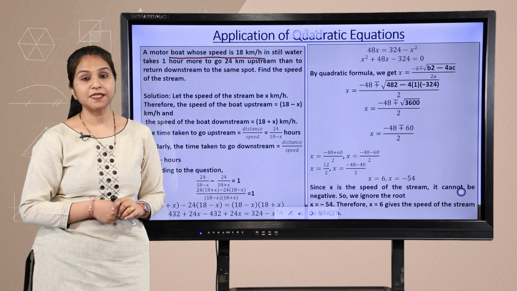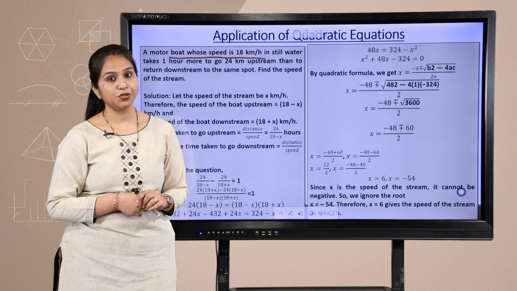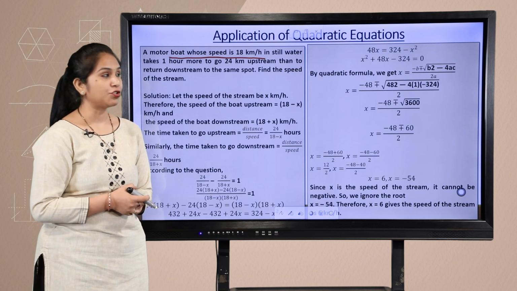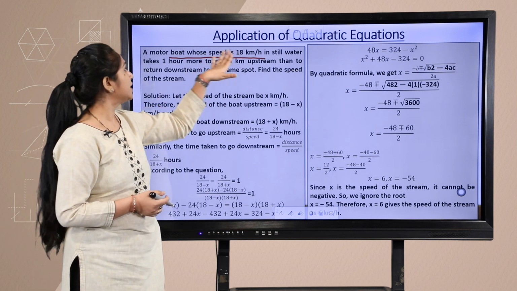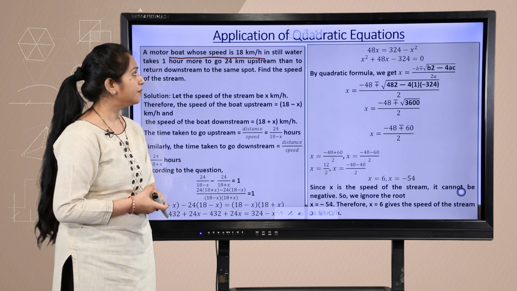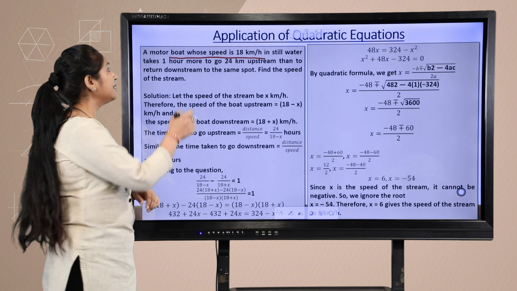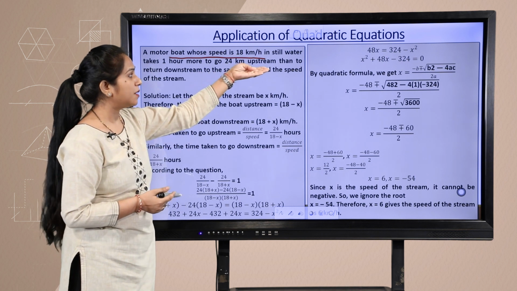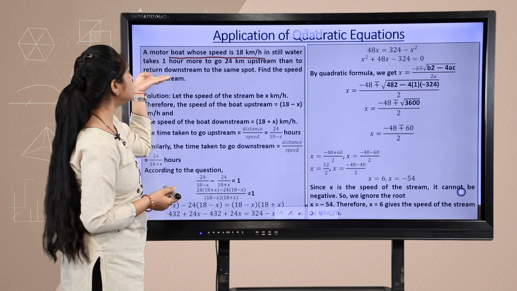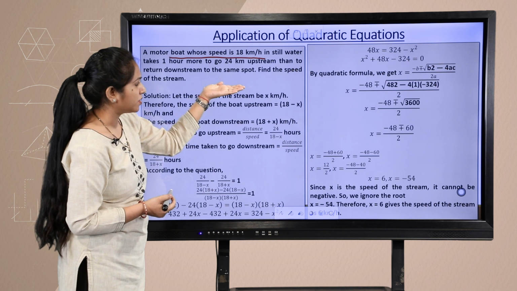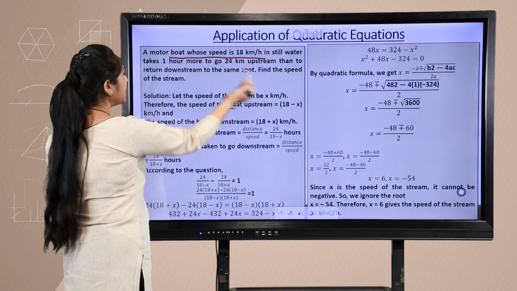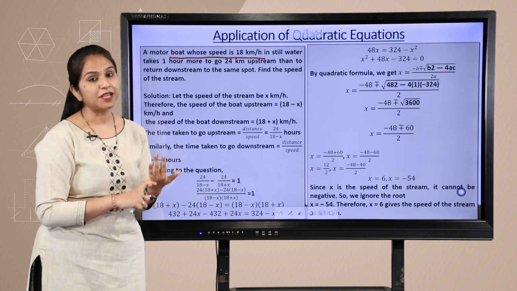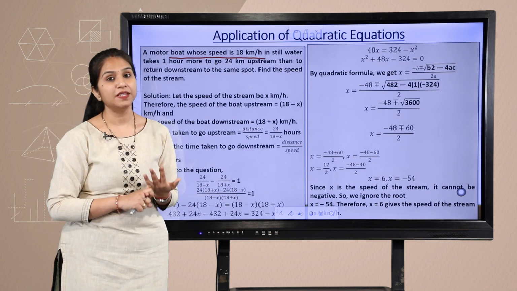In some questions, the speed of the boat is also not given to you. So again, you have to consider one variable, which we will see later on. So the speed of the boat is 18 km per hour in still water, and it takes 1 hour more to go 24 km upstream than to return downstream to the same spot. Find the speed of the stream. Right, the speed of the boat is given to you and you need to calculate the speed of the stream.